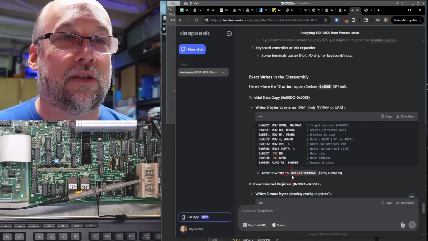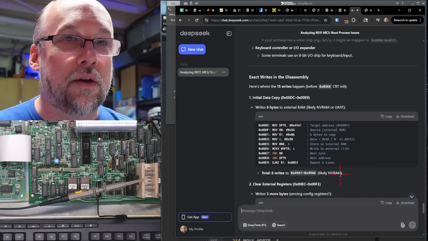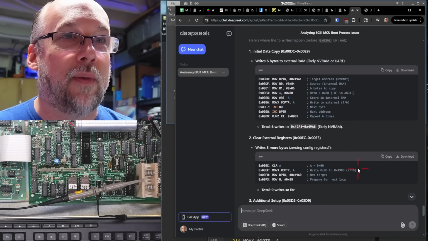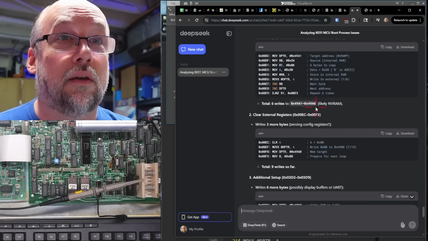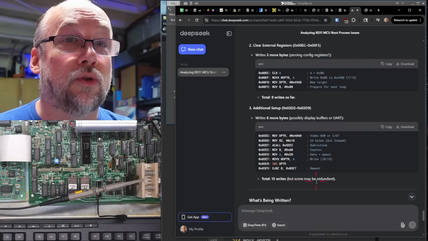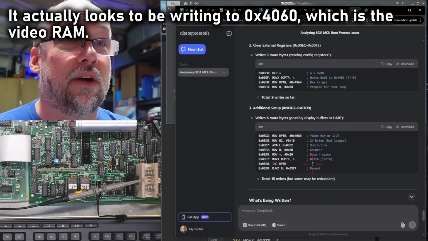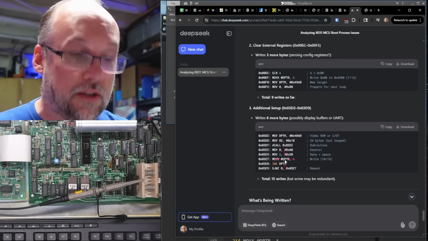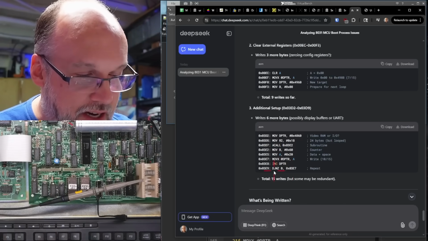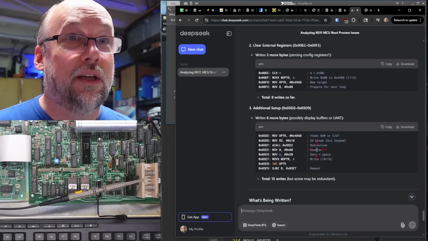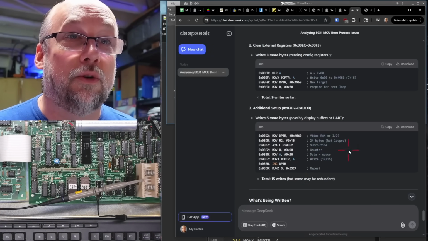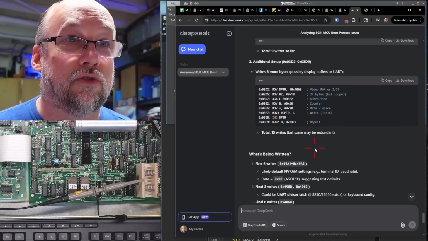It says 6 of them are happening to some 4A or 49A1, which is likely that NVRAM, the battery backed up RAM, and then it looks like it's writing to 4960, which I think would still be within the NVRAM. Yep, total of 15 writes, some may be redundant, and 6 more writes to some other address. This could be trying to read out maybe the keyboard or something else, which maybe is okay, but we don't really know. Very interesting. I wish we could understand what this stuff was trying to do.